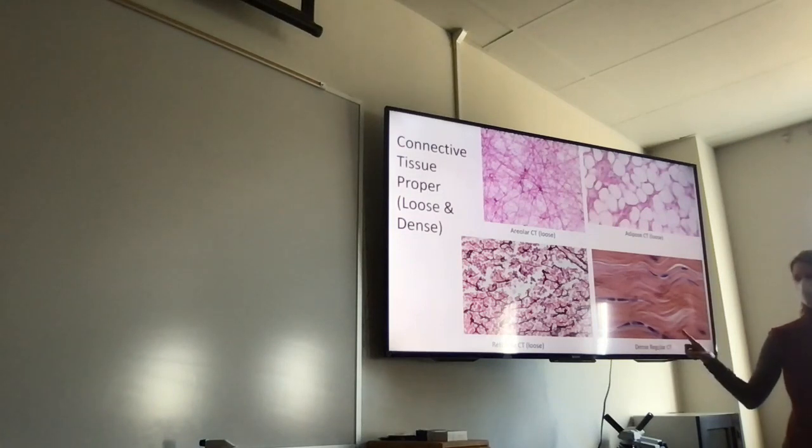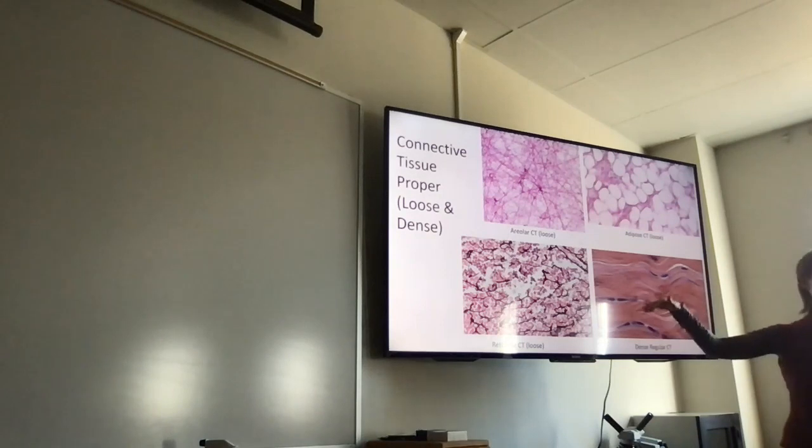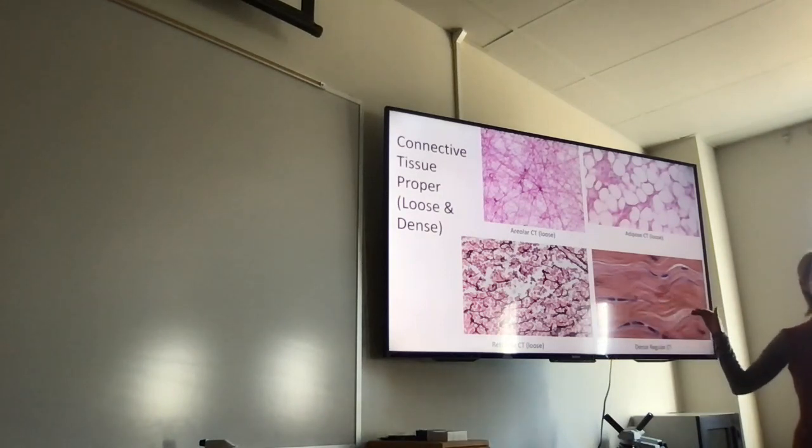Dense regular connective tissue, even if you can't tell this is a bunch of cells smashed together, it's easy to identify because it's just these kind of blurry waves, right? So blurry waves, think dense regular connective tissue, or just dense connective tissue, since you don't need to know the irregular kind.